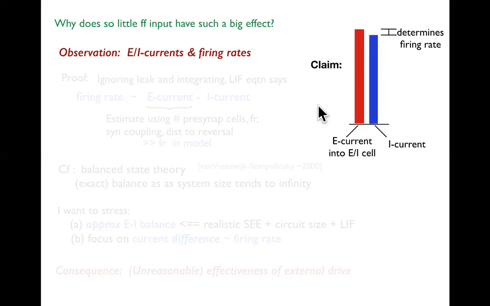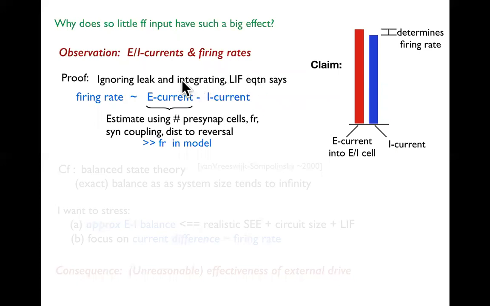One way to see this is to go back to the integrate-and-fire equation, ignoring the leak term, and integrate. Instead of resetting, I keep integrating. So in t seconds, I basically add up the number of times that it fires in t seconds. On the left side, if I integrate, I get firing rate. On the right side, I get the difference between E current and I current. I current is assumed to be positive, so I can draw it like this. And let's say that this is the E firing rate.